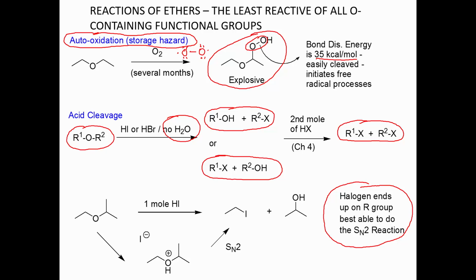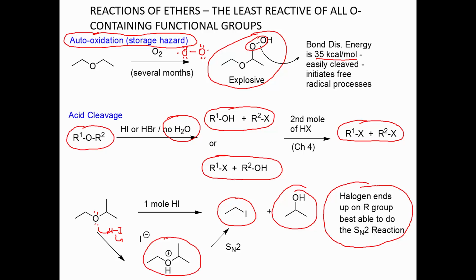Okay, so we're going to take this unsymmetrical ether, ethyl isopropyl ether, react it with 1 mole of HI, and what we'll find is that we get ethyl iodide and isopropyl alcohol. All right, so how does this occur? Well, we're just going to protonate it. Ethers have lone pairs, just like alcohols do, and the mechanism is really the same as that reaction you had a long time ago where alcohols react with HX to make alkyl halides. So this is going to give us now the protonated ether.